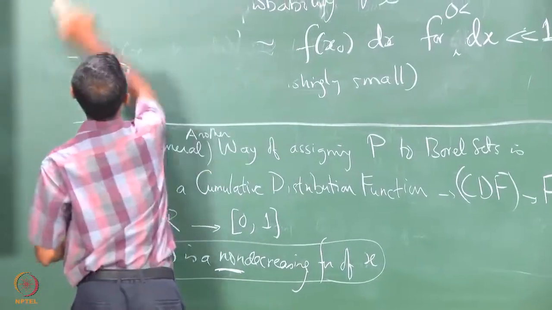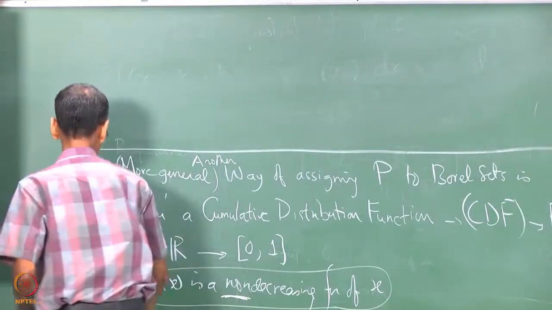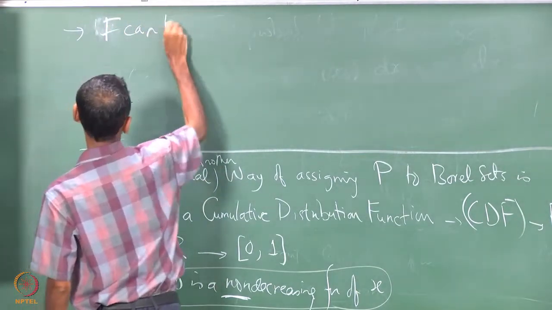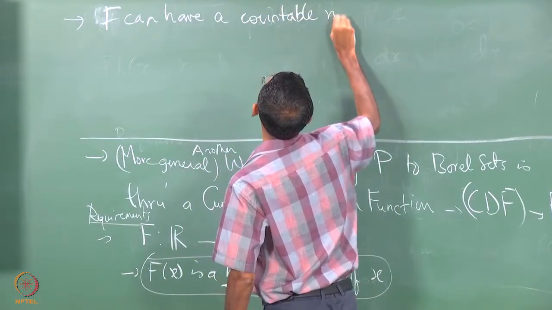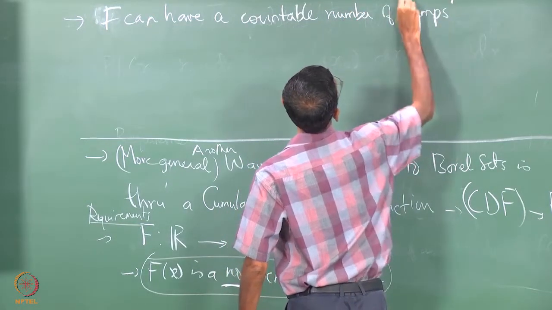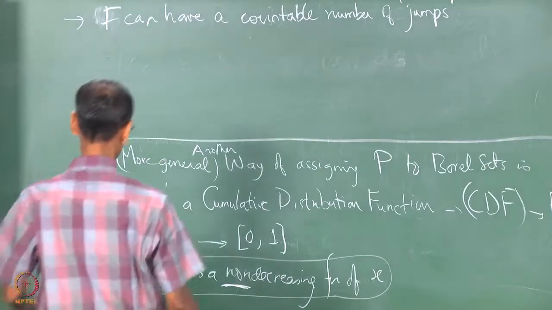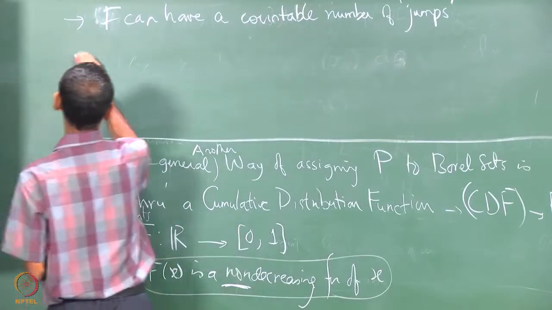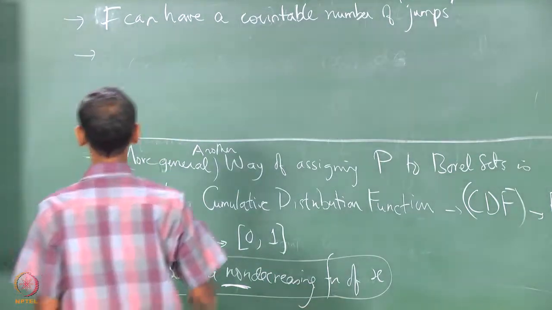So let's go back and state that out here. Let me say f can have a countable number of jumps, and I say that countable can actually be countably infinite. Okay, but supposing small f, the PDF, is defined. What is the relationship using calculus between the PDF and the CDF? Supposing f is specified.